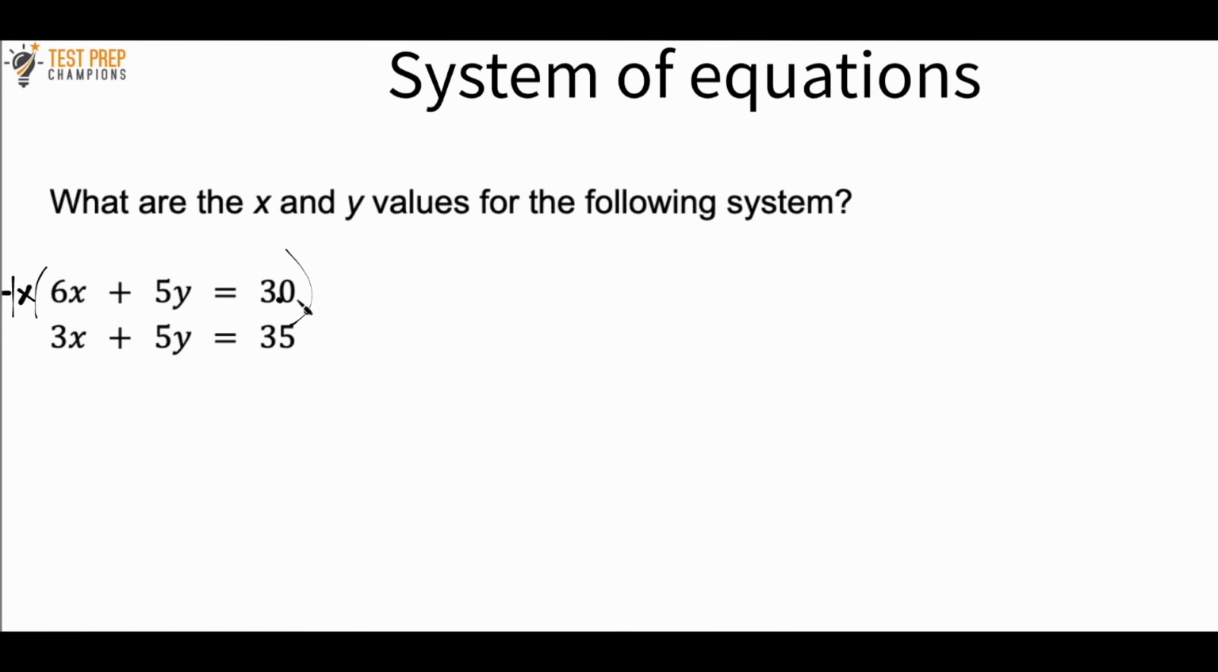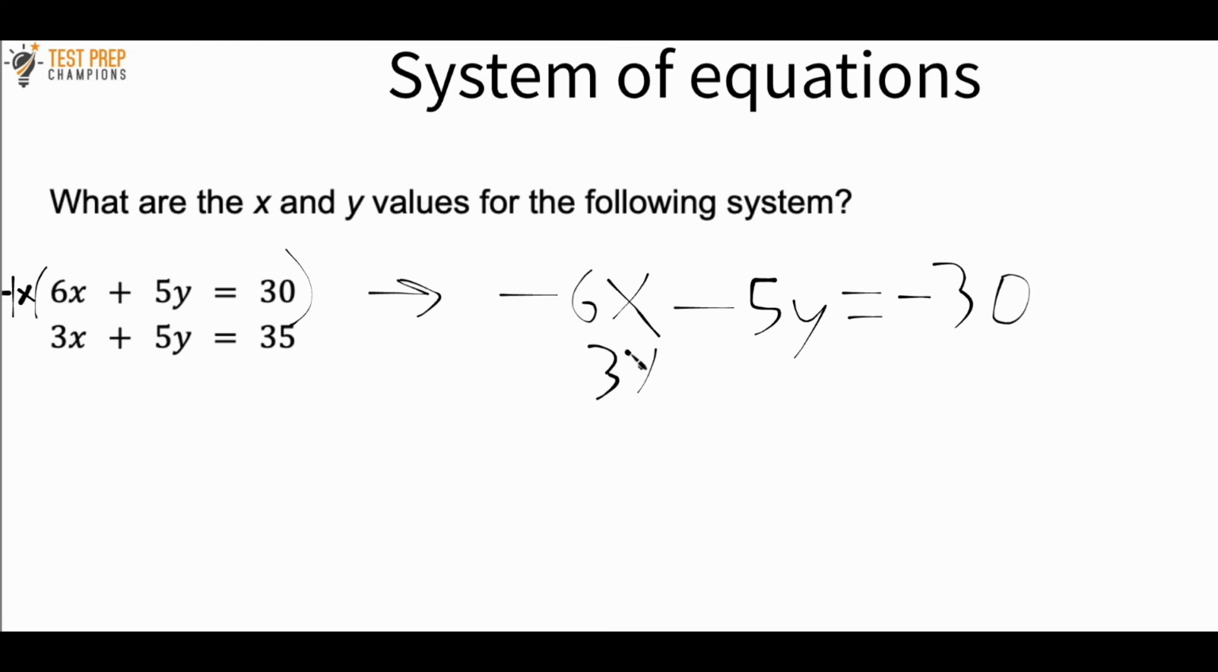All right, so let me show you what happens if I do that. If I do negative 1 times 6x, that becomes negative 6x. Negative 1 times 5y is going to become negative 5y. And 30 times negative 1 becomes negative 30. So I'd have negative 6x minus 5y equals 30.